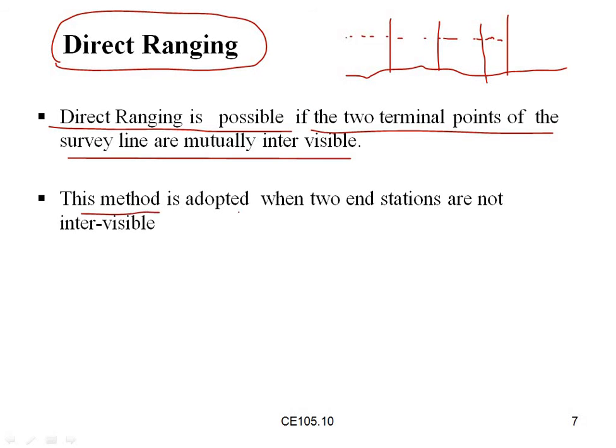And this method is adopted when two end stations are not intervisible. So that means if any stations in between are not visible, we will keep the first ranging rod and the last ranging rod and bisect them. Then the stations which are visible to the sides should be kept at the back side of the ranging rod. Then it is called intervisible, so that the line will be in a straight condition.